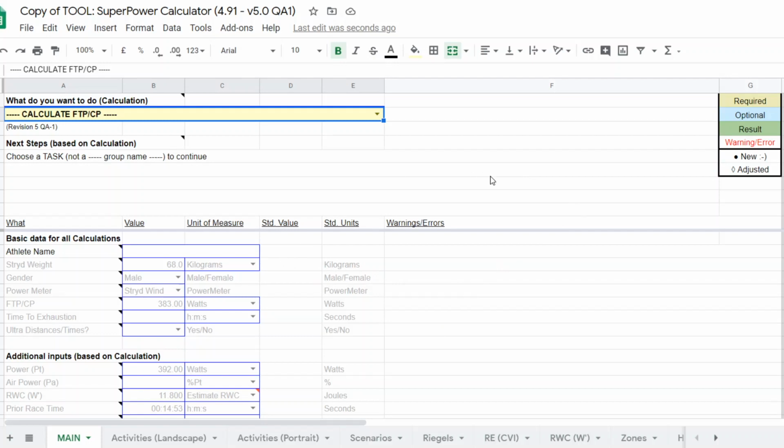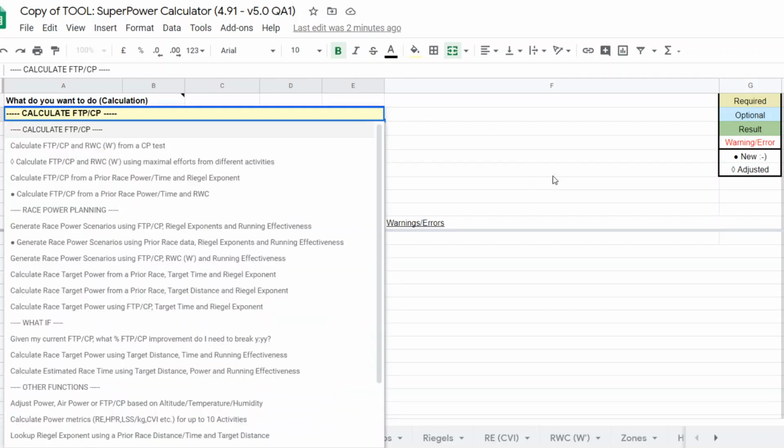SuperPower Calculator. This one, I'm actually sort of previewing a new calculator that we're probably going to release in the SuperPower Calculator 5.0 when we release it. We're working on a few things there, but I want to preview this one. This is another method of calculating your FTP or CP.